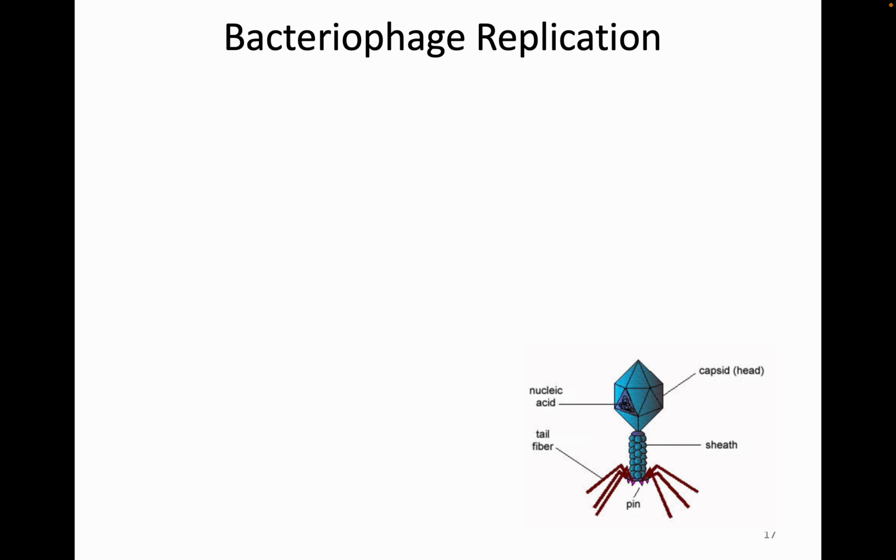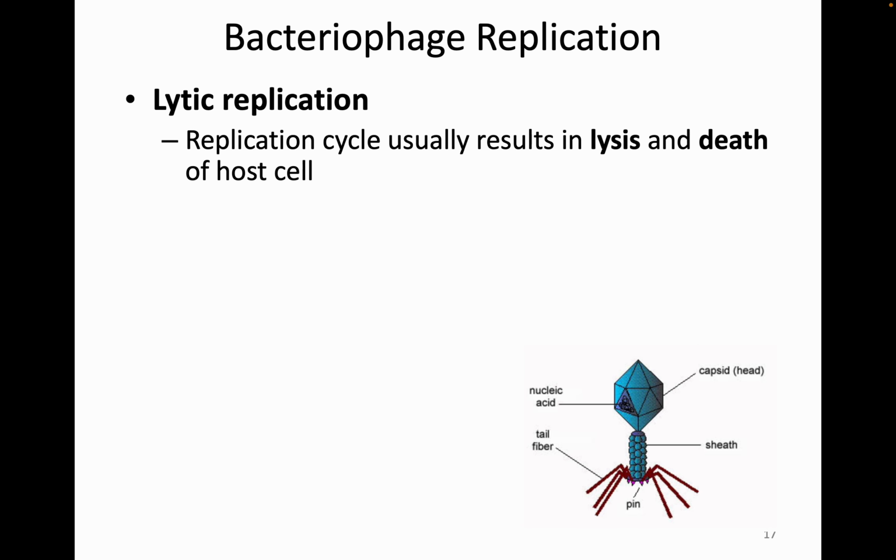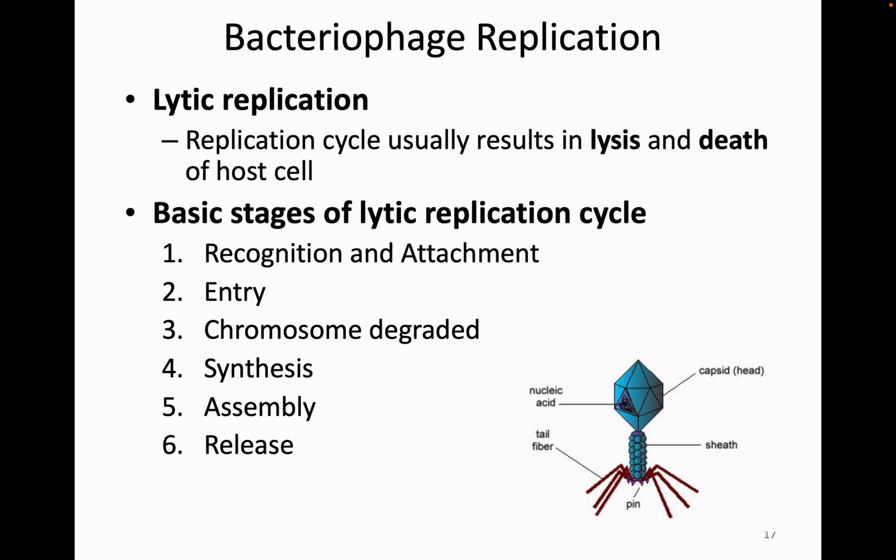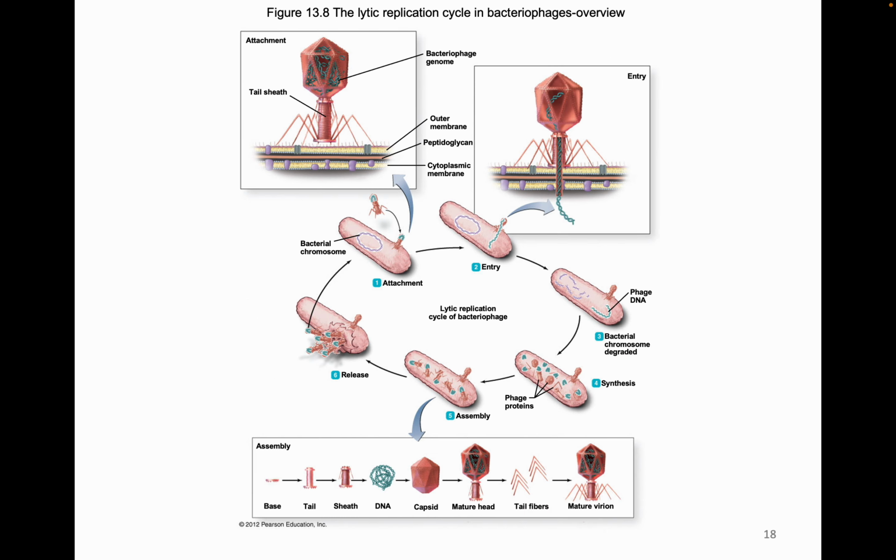Let's talk about bacteriophage replication as an example. Lytic replication. This replication cycle usually results in lysis and death of the host cell. And the basic stages of the lytic replication cycle are recognition and attachment, entry of viral genetic material. The host chromosomes are degraded. There's synthesis of new viral particles. They're assembled and released from the cell, usually by lysis and death of the host cell.